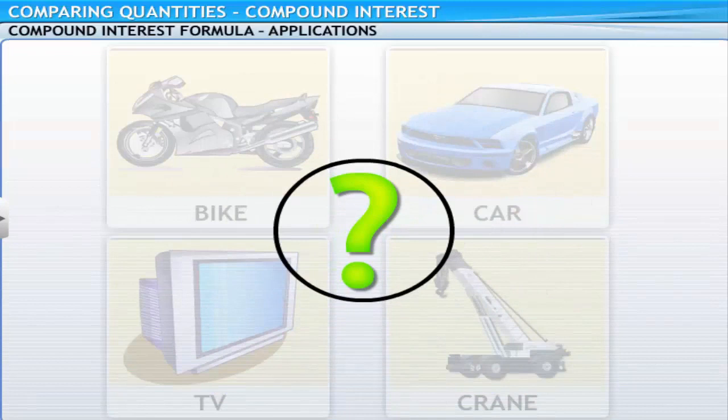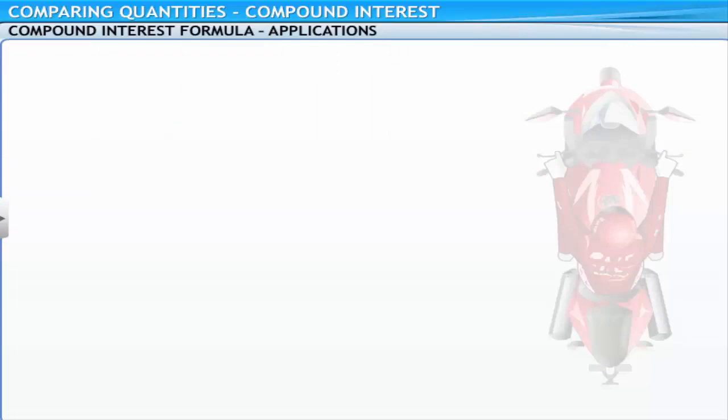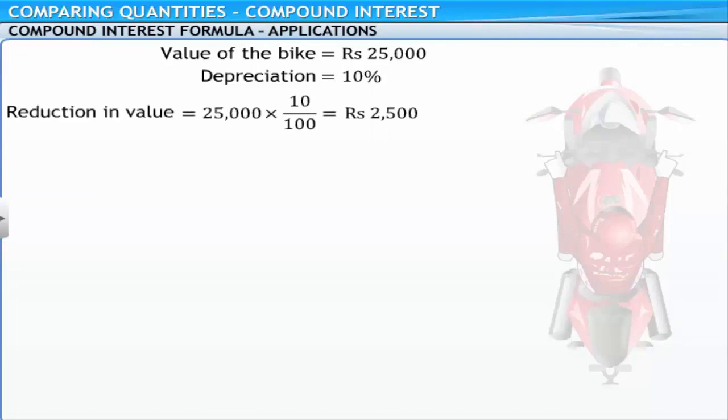Let us see. Our friend Ron is fond of motorbikes. He bought a bike for 25,000 rupees. After using it for 1 year, the value of his bike has depreciated by 10%. To find the value of the bike after 1 year, let's find the reduction in value. The value of bike reduced by 10%, or by 2,500 rupees.